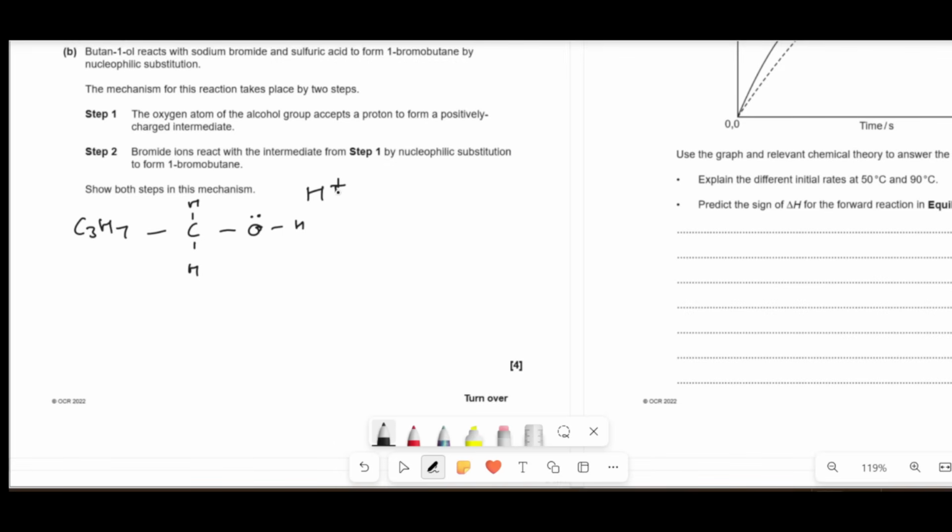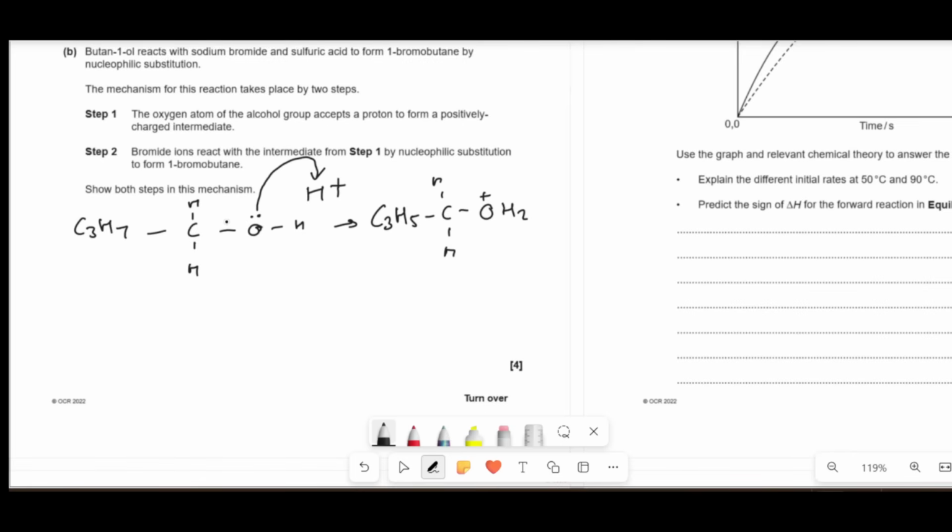Remember, protons are H+, so they don't have any electrons to give. So this lone pair goes here like that. That's the curly arrow showing the electrons here are being given to the H+, and that means a bond has now formed with it. So the intermediate is going to be the same thing, just with that O on it, but remember that we're going to have O and then an H2, and there's going to be a plus.